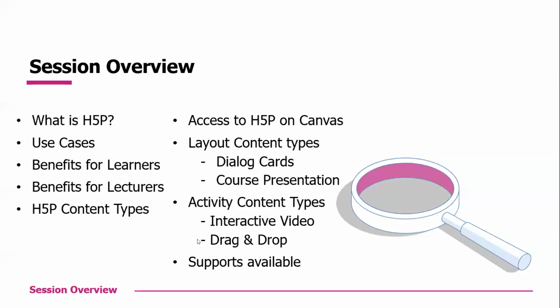So, just to give you a quick overview of what I'm going to cover: what is H5P, some of the use cases around using it, and what the benefits are for learners and for lecturers. I'm going to talk about the different classifications of H5P content types. I'm going to show you how to access H5P on Canvas. I'm going to talk then about some of the different layout content types and activity content types, and then I'll just point you to some supports that are available as well.